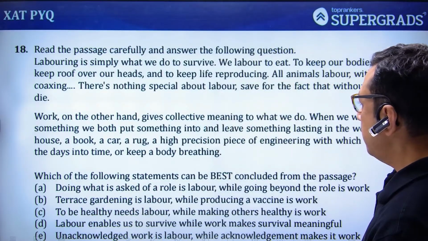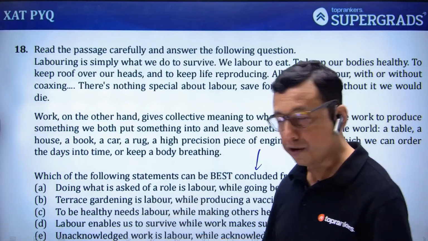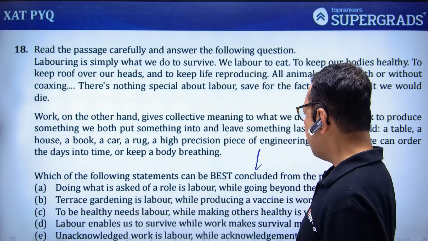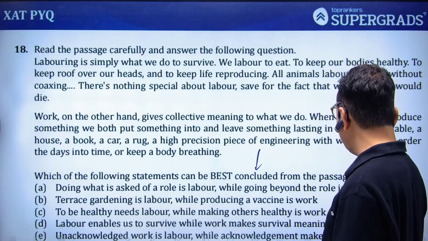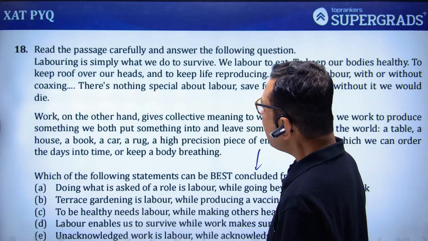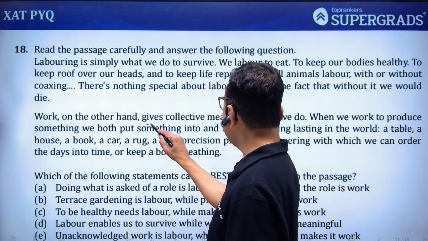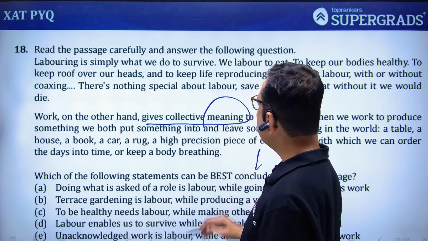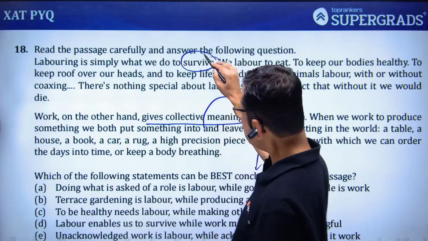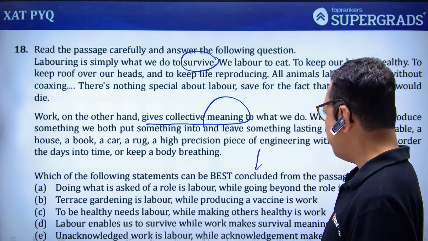Okay. Which of the following statements can be best concluded, or as I said, certainly established from the passage? Doing what is asked of a role is labor, while going beyond the role is work. I mean, this very clearly says, work on the other hand gives collective meaning. That's about it. Labor is simply what we do to survive. These are the two words. Matter ends there. So what should be the correct answer?